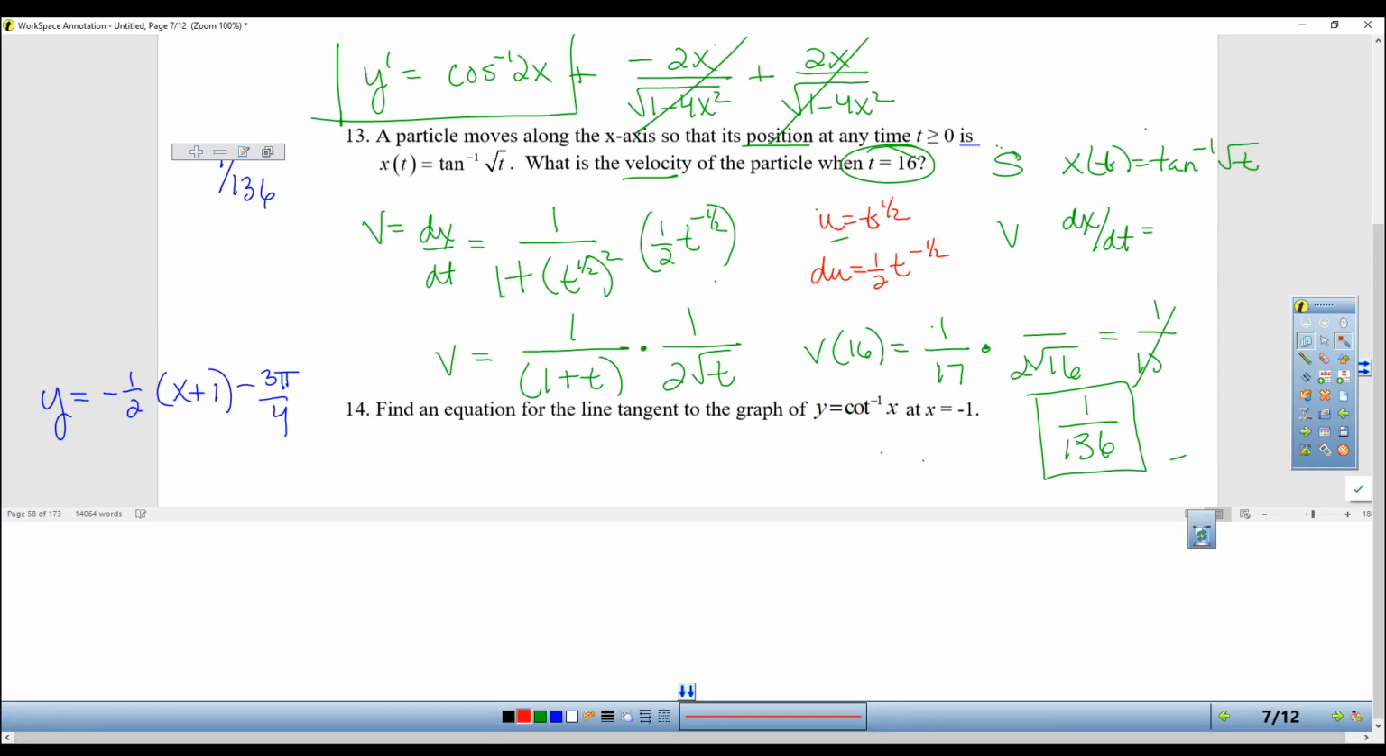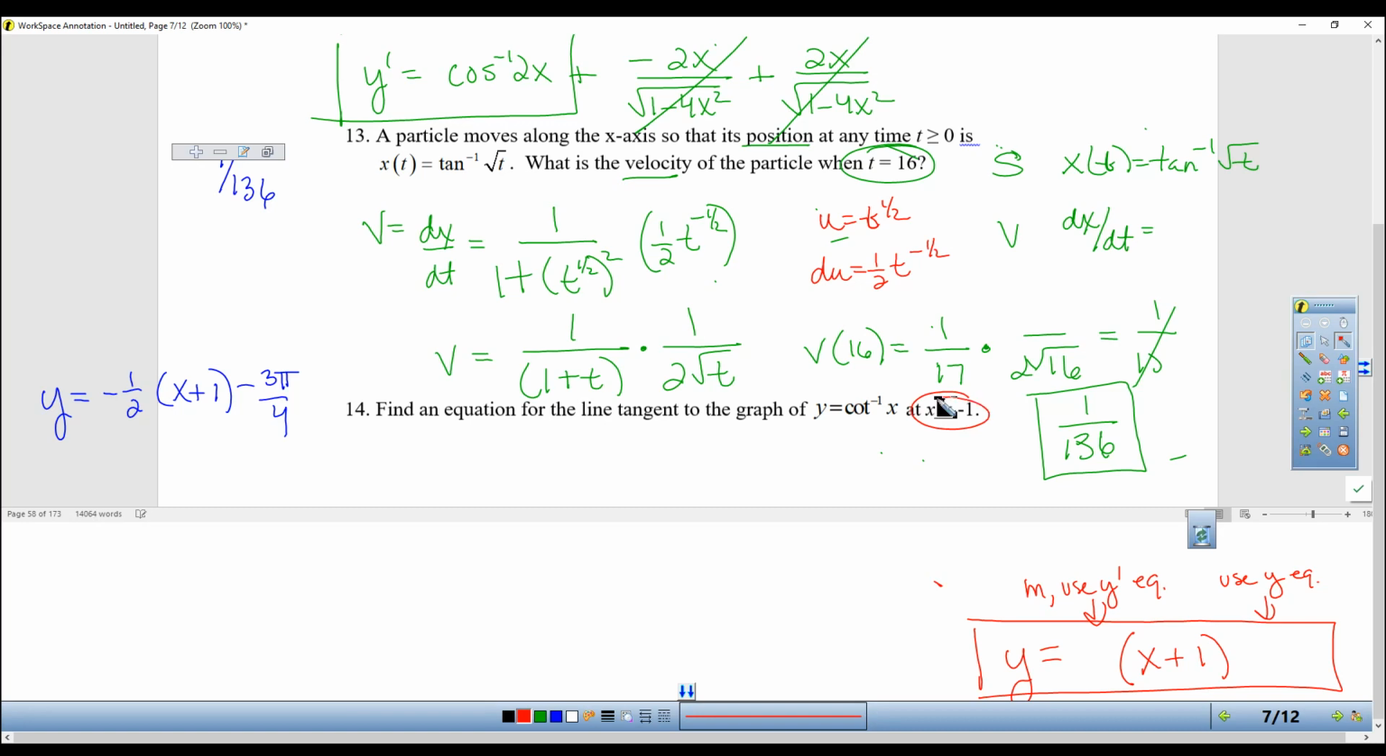Next one. Find the equation of the line. As soon as I see that, I go straight to my answer. It's going to be y is equal to some kind of slope times x plus 1 plus y. So remember, to get the y, you need the y equation. To get the slope, use the y prime equation. That's going to be the key. So let's do y first. y is equal to inverse cotangent of -1.